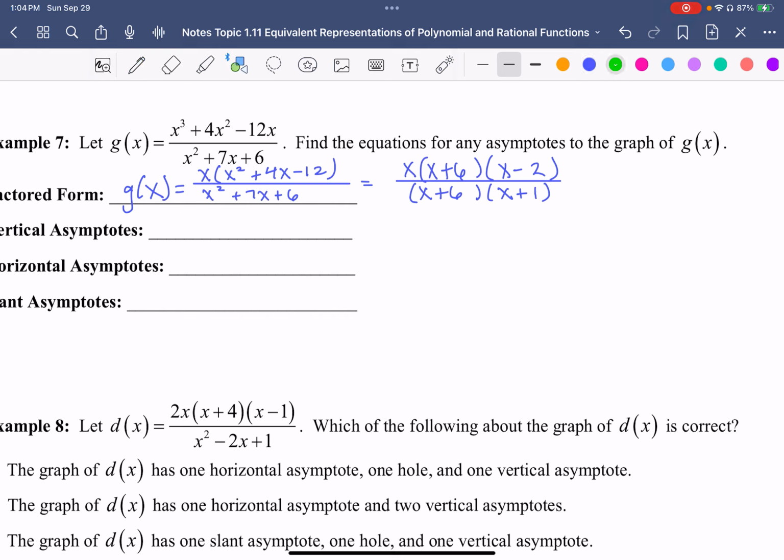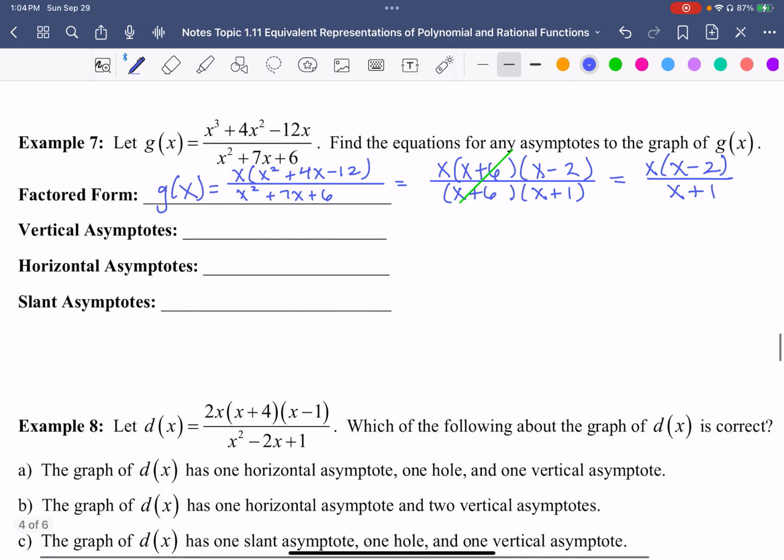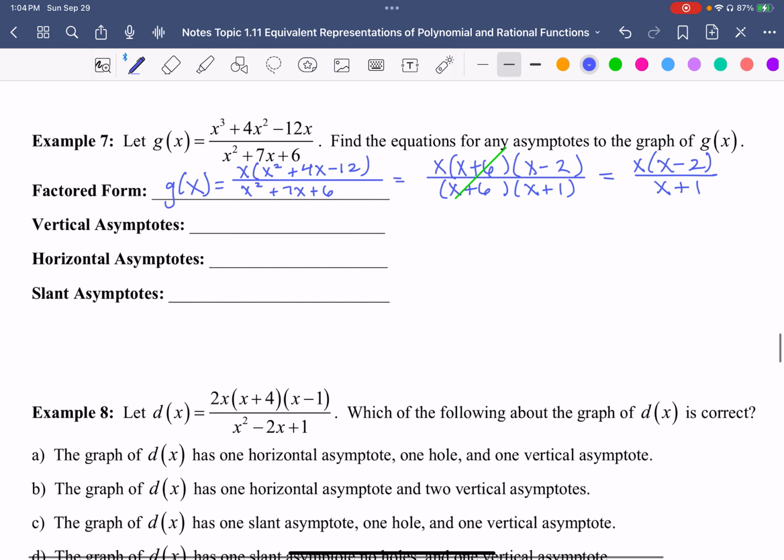Okay, notice that these two cancel out. So what I would be left with is x times x minus 2 divided by x plus 1. Okay, so now let's find the vertical asymptotes. The vertical asymptotes is what you have remaining in the denominator after you cancel out the wholes. So I have a vertical asymptote at x equals negative 1.